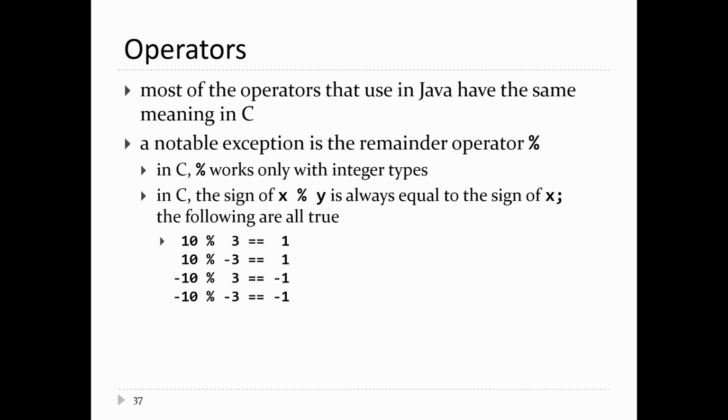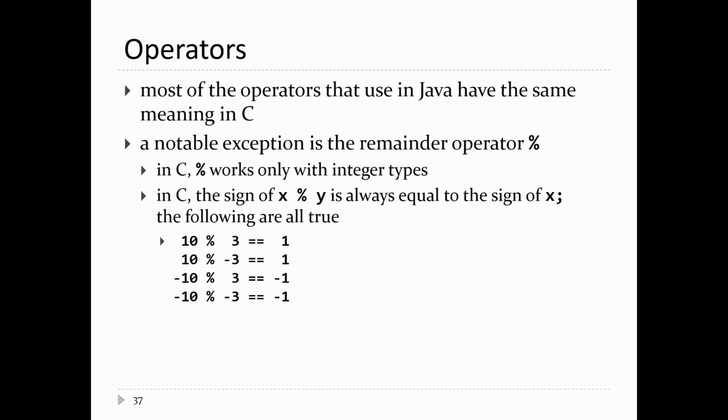So when you take 10 divided by 3 and compute the remainder, the sign is positive, so it's 1. If you take 10 divided by minus 3 and take the remainder, it takes the sign of the first number, so it's 1. Minus 10 divided by 3, the remainder is minus 1 because the sign comes from the first number. And minus 10 divided by minus 3, take the remainder. Now, this is a bit weird, because you think that minus 10 divided by minus 3 is 3 with a remainder of 1, but it's not. It takes the sign of the first number, so it's minus 1. I don't even know what happens in Java, but the answer is not the same.